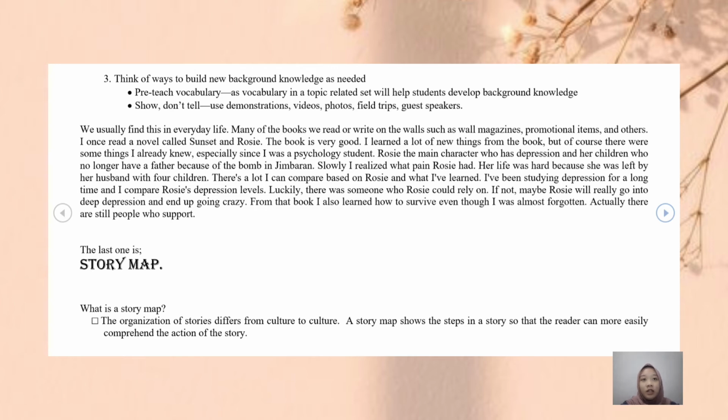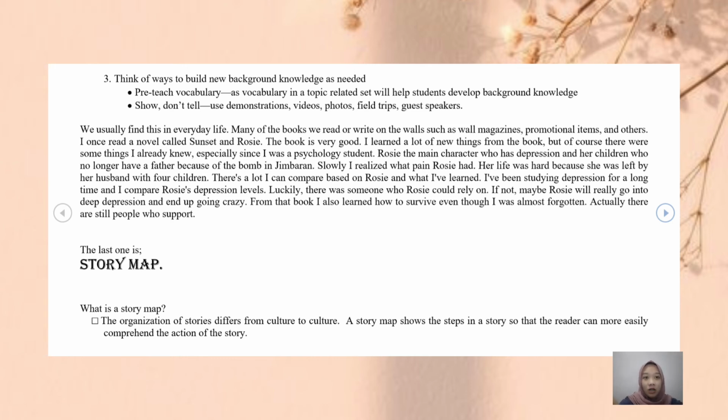There's a lot I can compare based on Rosie and what I've learned. I've been studying depression for a long time, and I compared Rosie's depression levels. Luckily, there was someone Rosie could rely on. If not, maybe Rosie would really go into deep depression and end up going crazy. From that book, I also learned how to survive, even when almost forgotten. Actually, there are still people who support you.